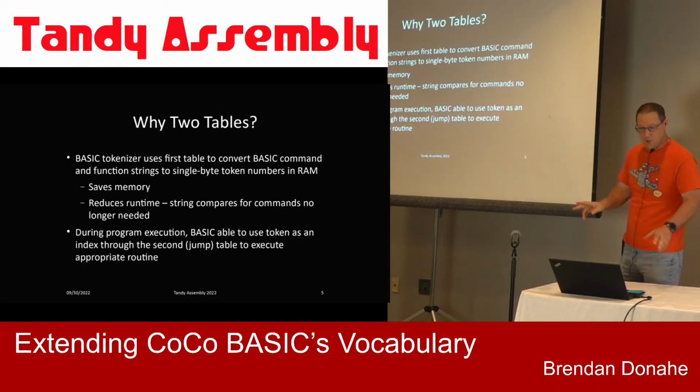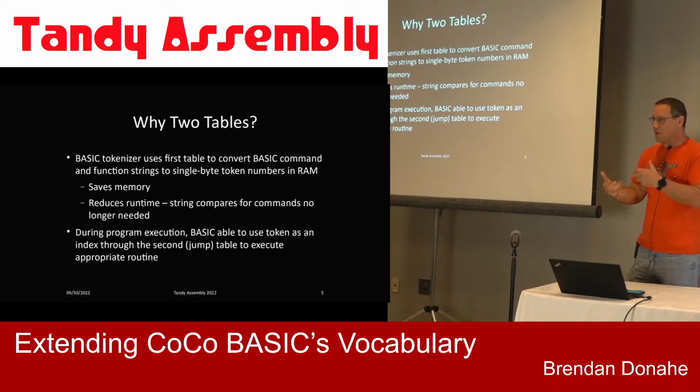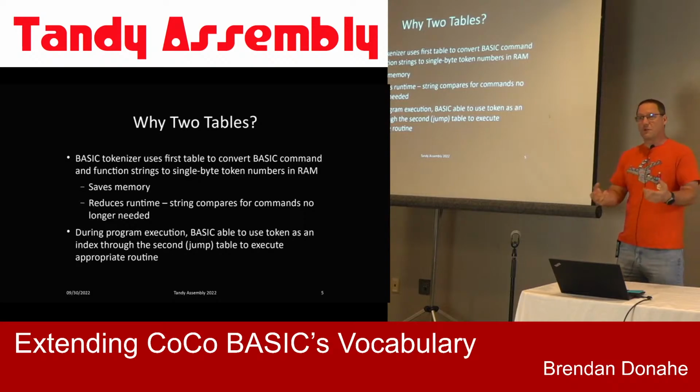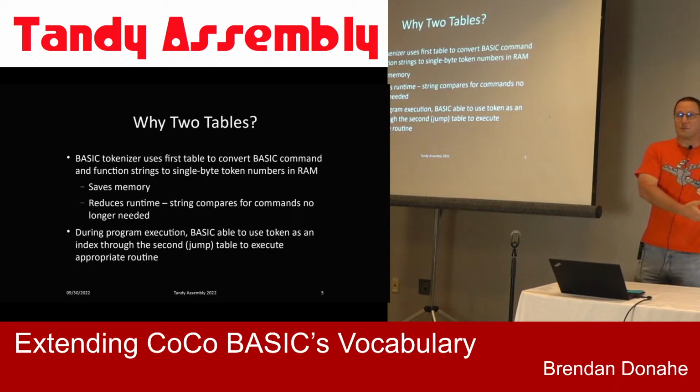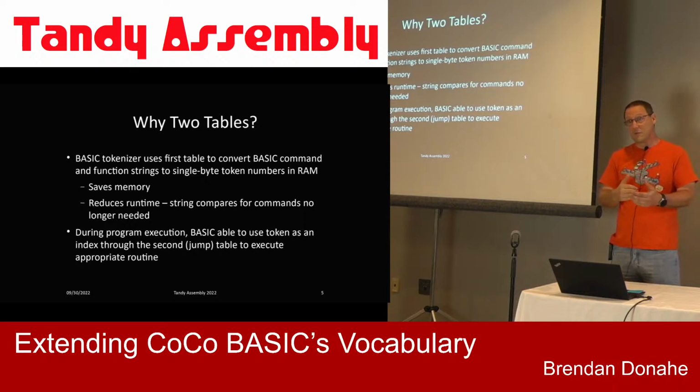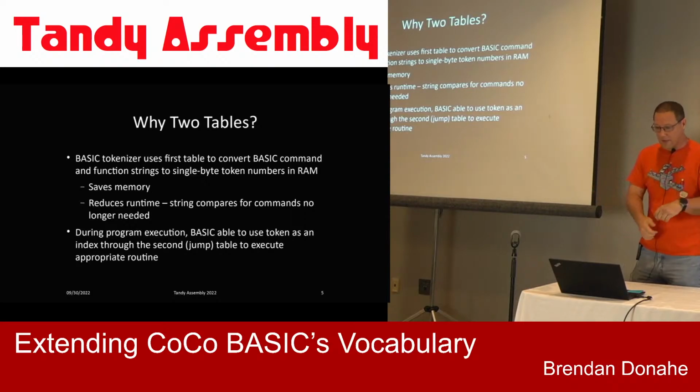Okay, so let's talk a little bit more about why there are two tables. The first is for the tokenizer, right? It's going to look at all these strings, and it's going to turn them into token numbers. That has advantages. If you can turn these long, human-readable strings into 1-byte values, it saves a lot of memory. Secondly, it speeds things up later. Your interpreter's already slow. If you don't have to do a string comparison to decide what to do next, and use a jump table instead, it can speed things up a lot. So that second pointer, like I said, is intended to go through an interpreter that then walks through the jump table and provides that address.